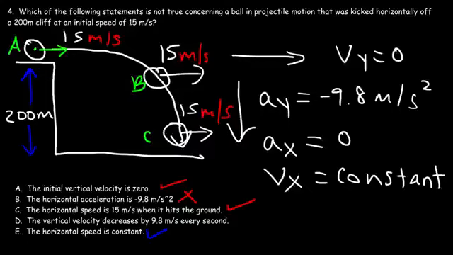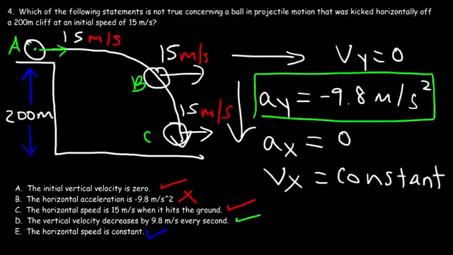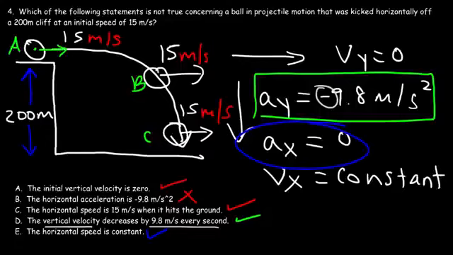Now what about D? D is also a true statement. Notice that the vertical acceleration is negative 9.8 meters per second squared. The acceleration tells you how much the velocity changes every second. So because AY is negative 9.8, that means the vertical velocity will change by 9.8 meters per second every second. The negative sign tells us that the velocity will decrease by 9.8 meters per second every second. Now, on the other hand, AX is 0, which means that the velocity in the x direction does not change, which explains why Vx is constant. So therefore, the only statement that is not true is statement B.